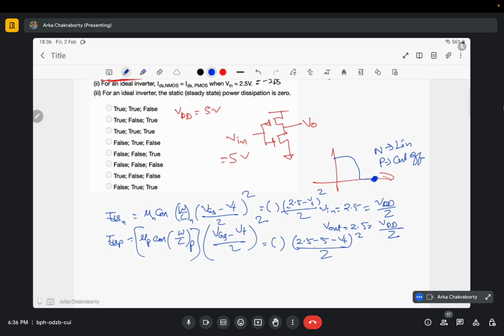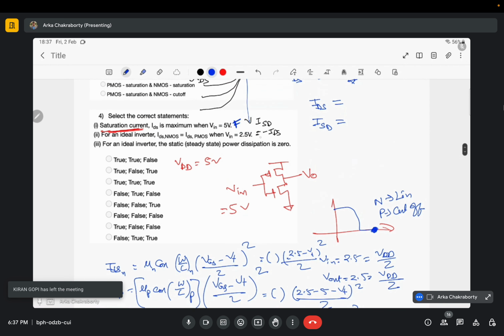So it will be minus 2.5 minus VTP, but VTP is negative, so if I take the square, I will get the same term, 2.5 minus mod of VT, by 2, whole square. So you can see basically my IDS N and IDS P would equate with each other. Okay, so this statement is true. This statement is true.